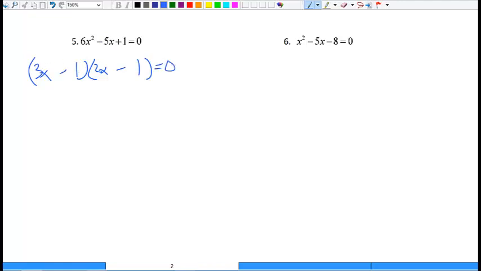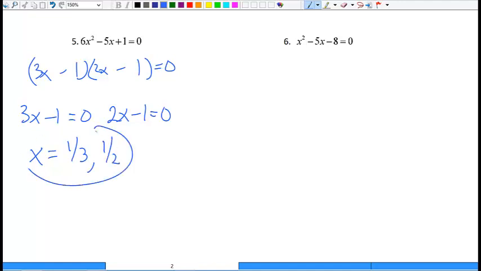and let's double check that. So if I refoil it, I do get 6x squared. Minus 3x minus 2x gives us the minus 5, so that works. So that gives us 3x minus 1 equals 0, and 2x minus 1 equals 0. So x is a third and a half. Okay. Now number 6, you can try it if you want.